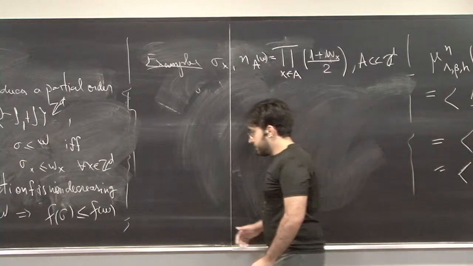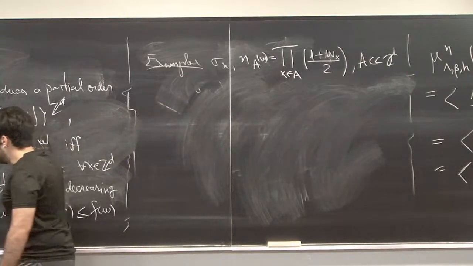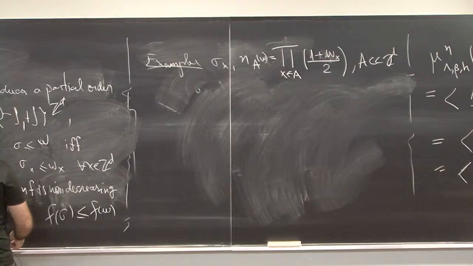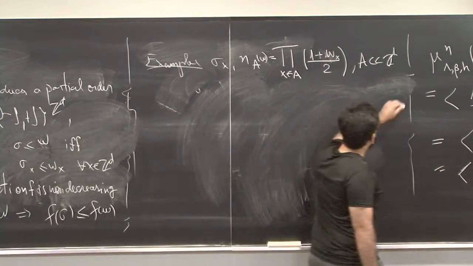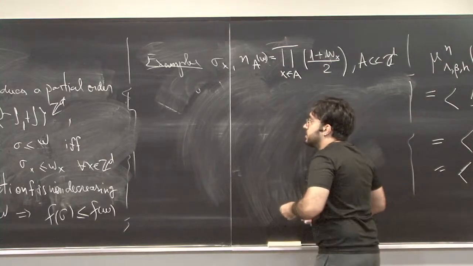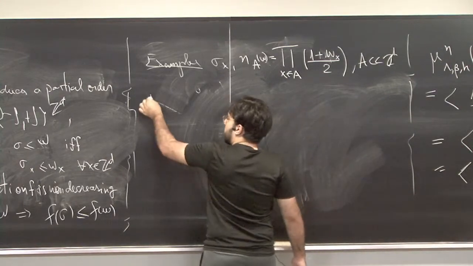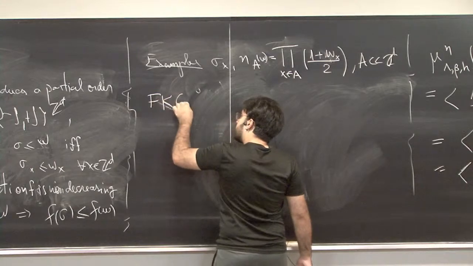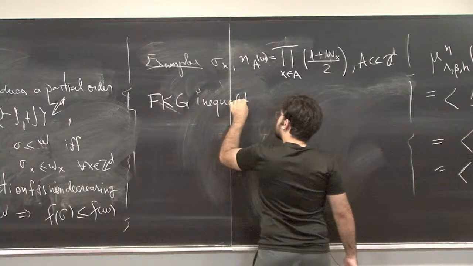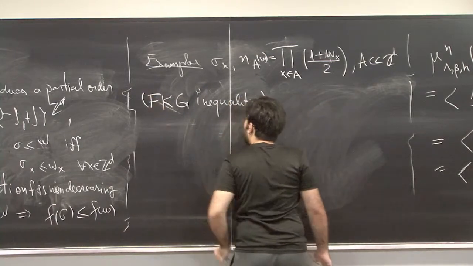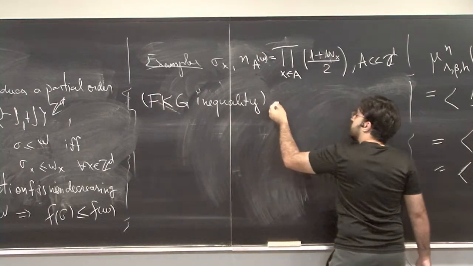non-decreasing functions. So the most important inequality of this kind is the FKG inequality. So what is the FKG inequality? The FKG says the following.